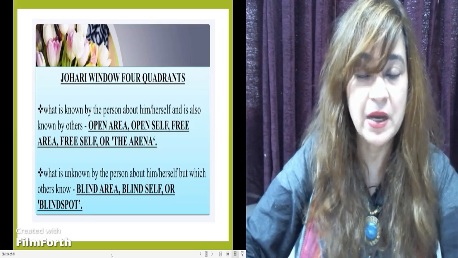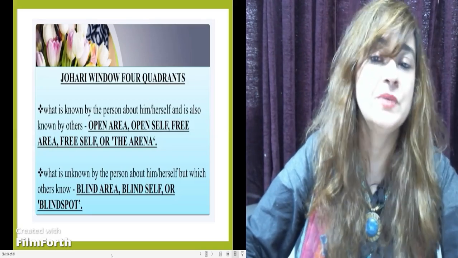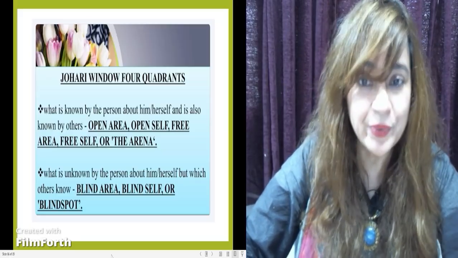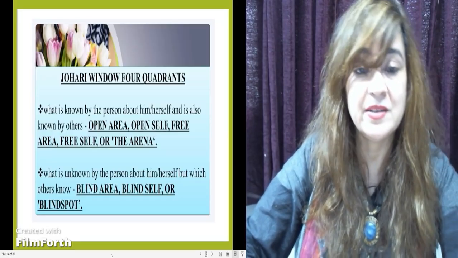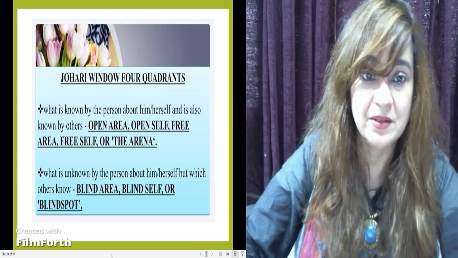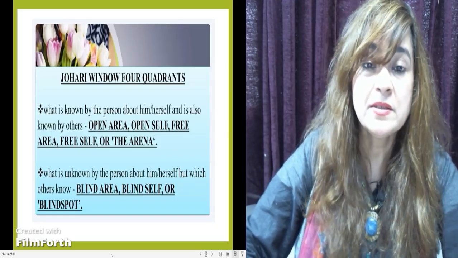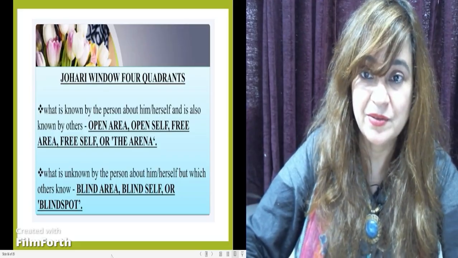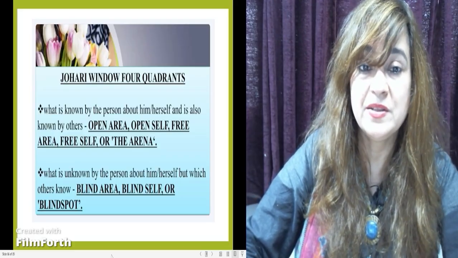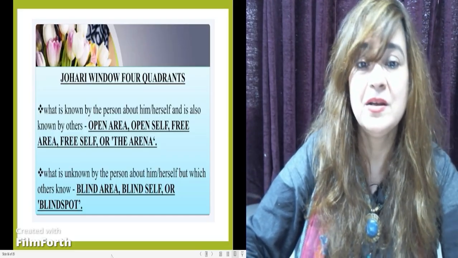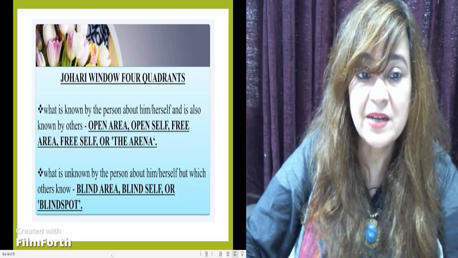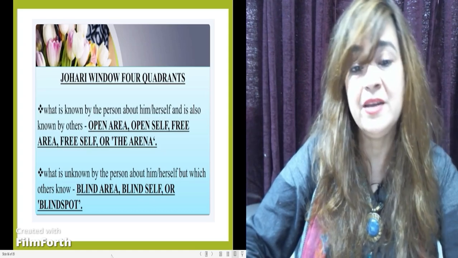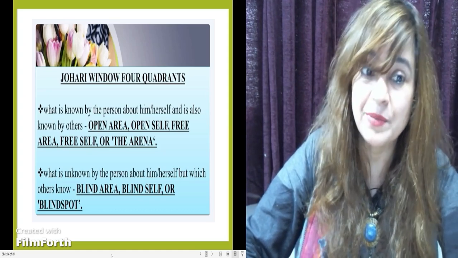So the Johari window has 4 quadrants. When we talk about the open area, open self, free area, these are different synonyms: the arena, the free self. It is the area where we know about ourselves, and the others also know about us, the qualities, the attributes and the experiences that we are aware of. The blind area, the blind self, or the blind spot, is the area which is unknown by the person about himself, but the others know.